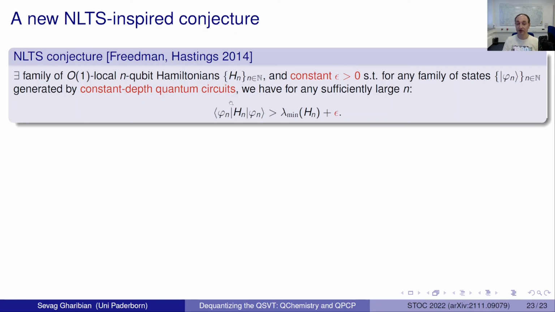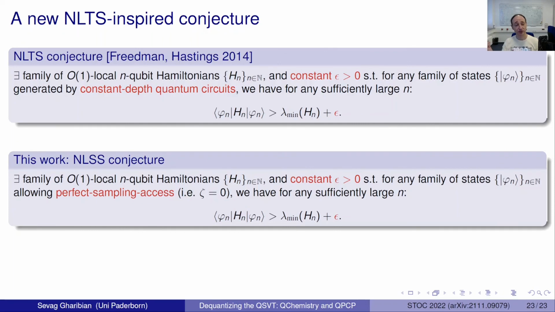These things can actually be verified in NP if you only care about verifying a local observable, a local Hamiltonian. And this conjecture states that such a Hamiltonian should exist, so that for all of these low energy states, if you try and just use a constant depth quantum circuit, you cannot get a low energy state. You're very far from this by some additive constant. And we're going to blatantly just copy this. We'll call it the NLSS conjecture.